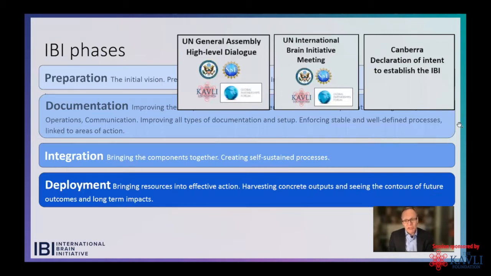So the phases of IBI: preparations leading to the formation of the organization, a documentation phase where all the different things need to be developed, integrating, bringing the components together, and deploying, bringing the resources into action, harvesting concrete outputs and seeing future outcomes. So where are we? If you look at the past, the preparation phase led up to a declaration of intent to establish the IBI and actions also earlier at the United Nations level, but now we are further down on this list.